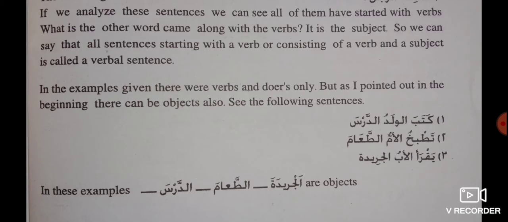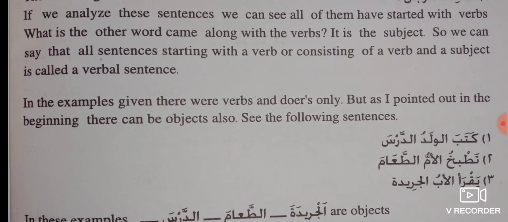So we are talking about Jumla al-Fi'liya, verbal sentence. Jumla fi'liya is a sentence consisting of a verb and a doer, called a verbal sentence. Now let's have a look into the description. If we analyze these sentences, we can see all of them have started with verbs.